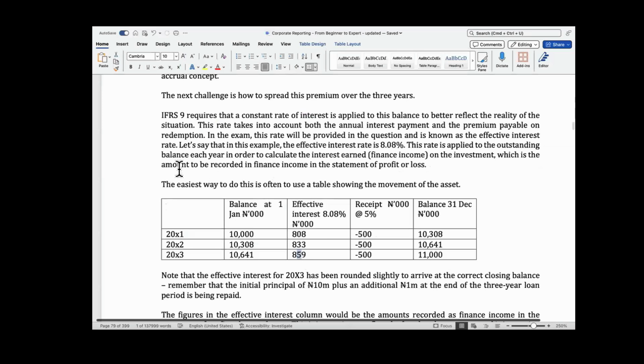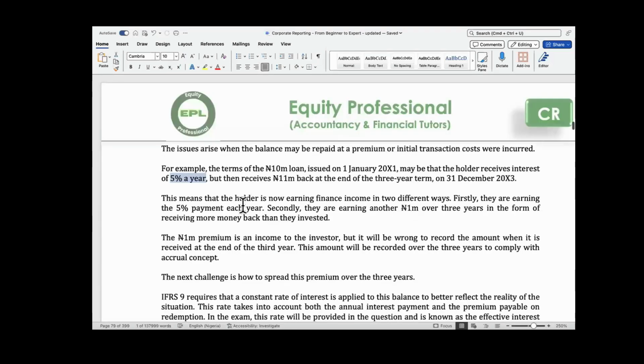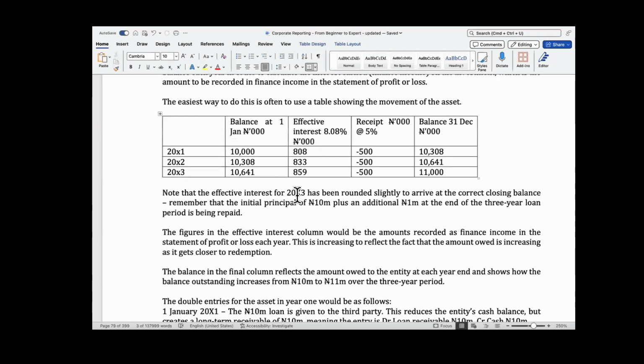Looking at it, he is making 5% every year, 500,000, which is 1.5 million over three years. Then 1 million at maturity, making 2.5 million. But this is how we account for it. So the examiner will give you this 8.08%. You need to use it right. That is it for this one. Any questions?